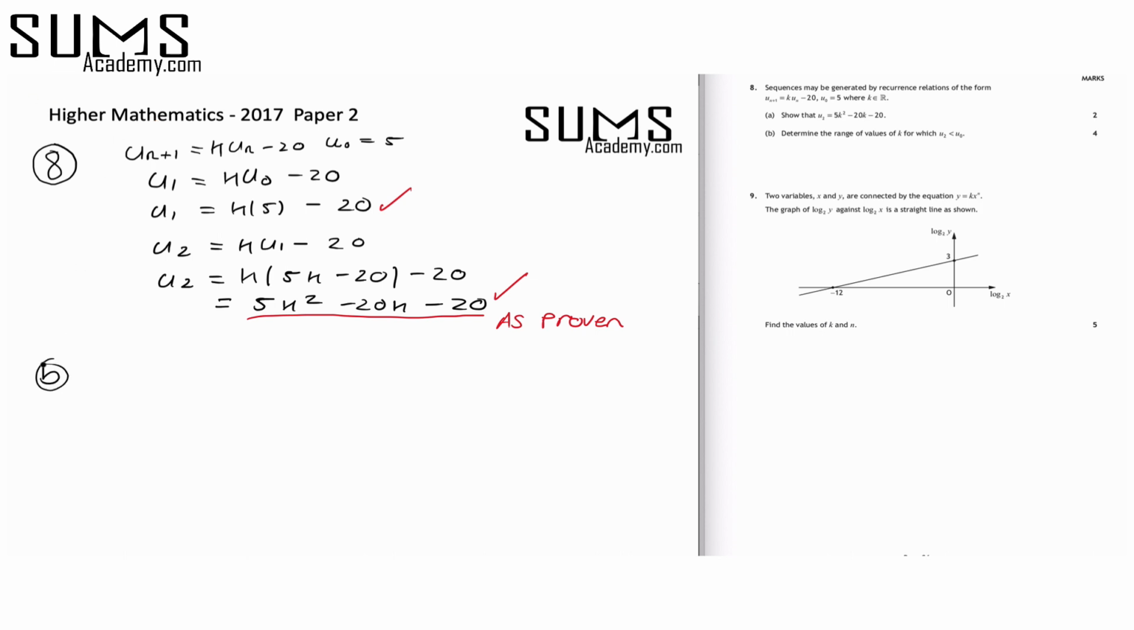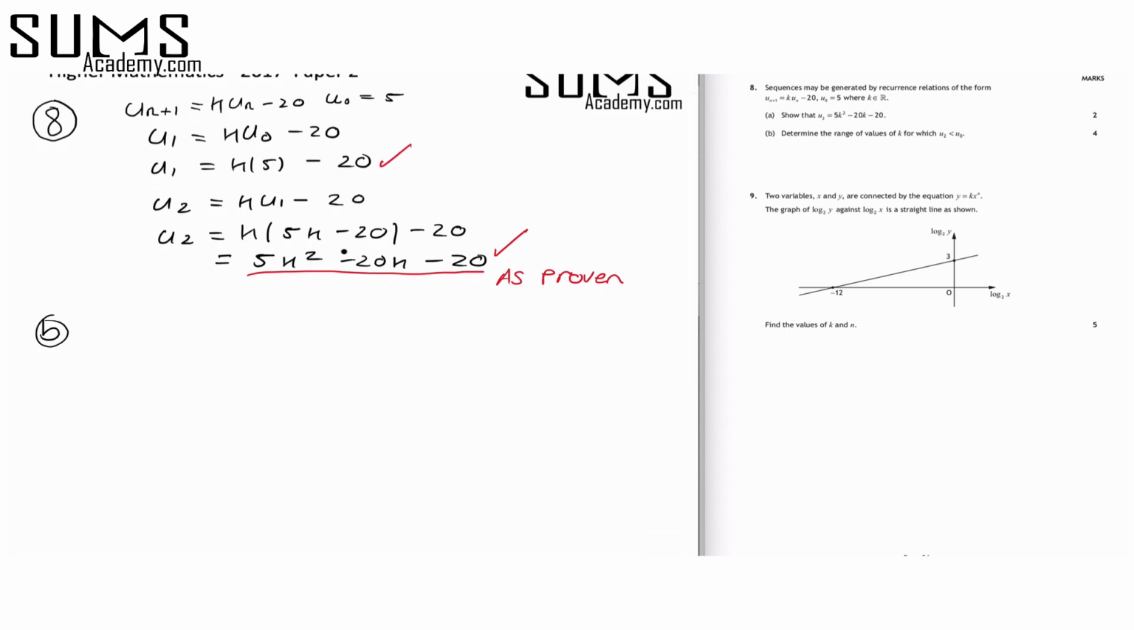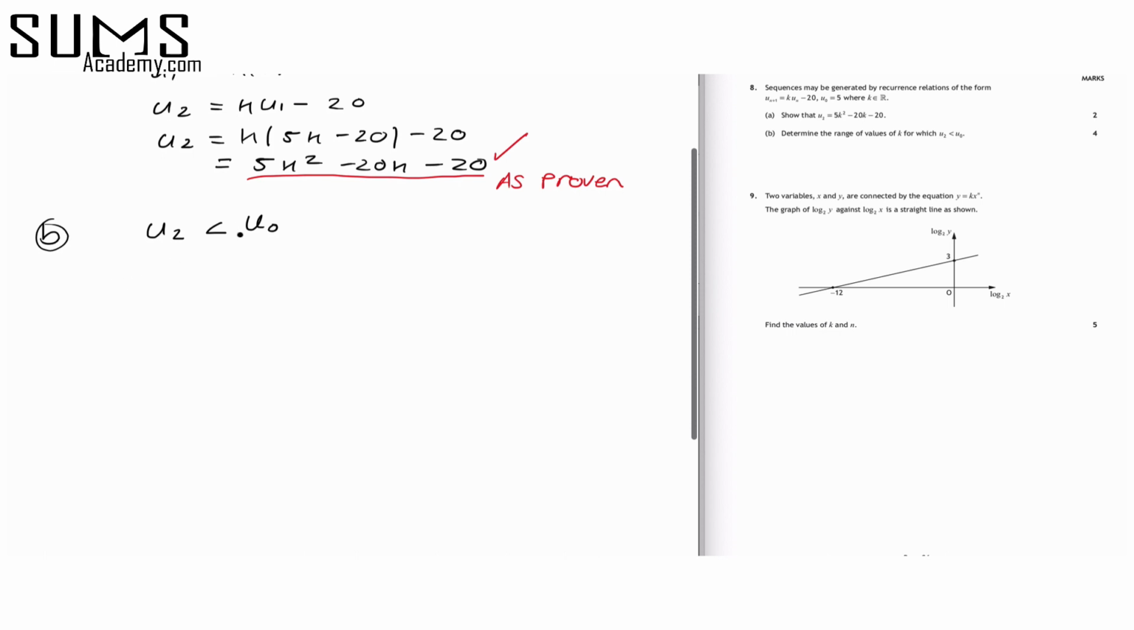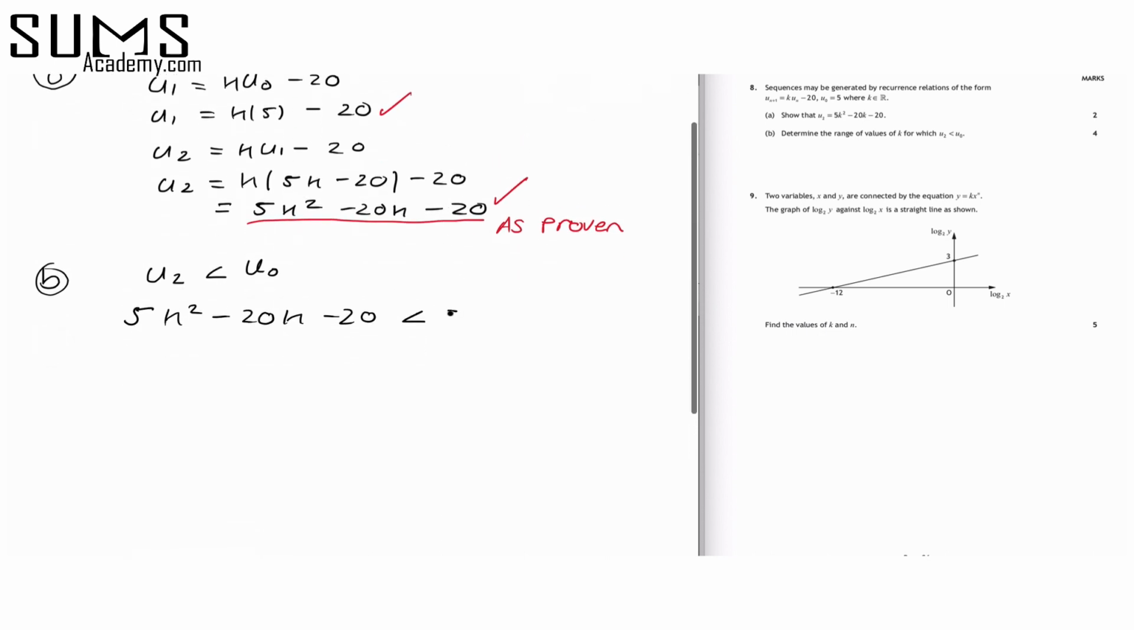Okay, so part B now. Determine the range of values of k for which u_2 is less than u_0. Okay, so when u_2 is less than u_0, we have an expression for u_0, we have an expression for u_2. So let's write them out. 5k² - 20k - 20 is less than u_0, which was 5.